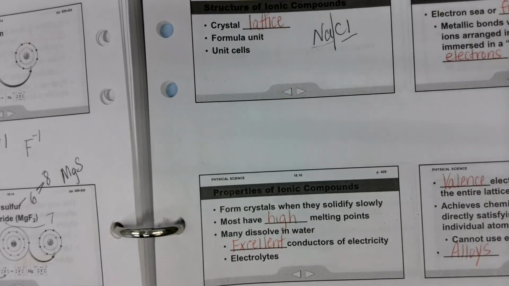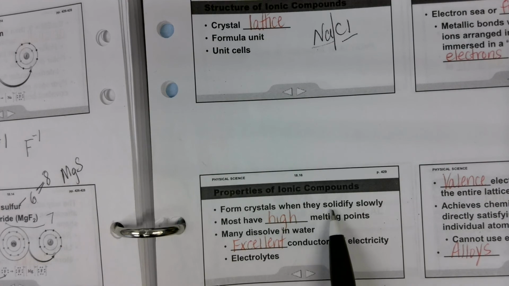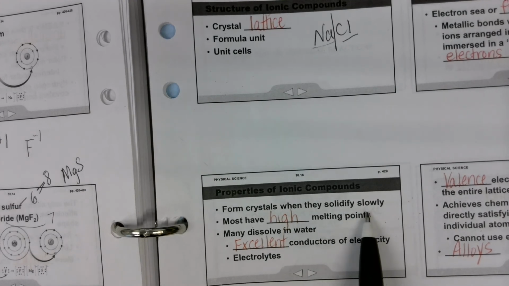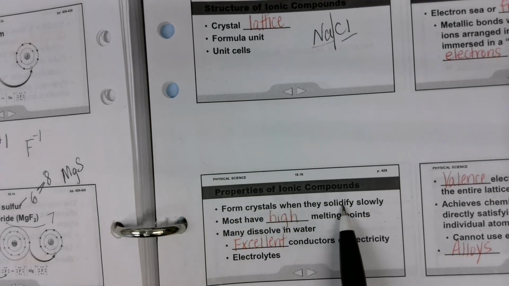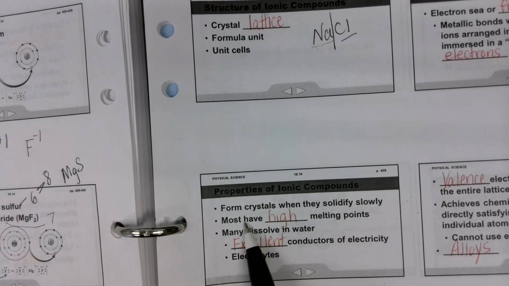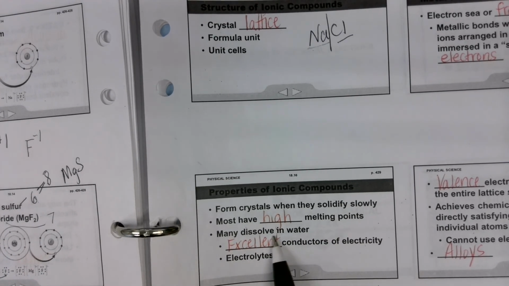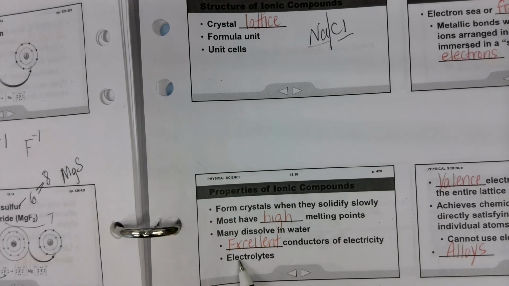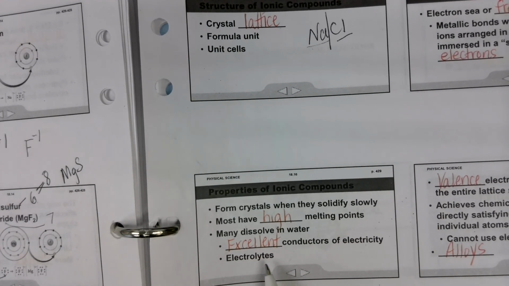Okay, forming crystals when they solidify slowly. What we're going to see here is sometimes crystals are going to happen very quickly and sometimes they're going to happen very slowly. When they solidify slowly, that's going to tend to have high melting points. It's going to take very hot temperatures to dissolve them. Many are going to dissolve in water. Water is an excellent conductor of electricity.